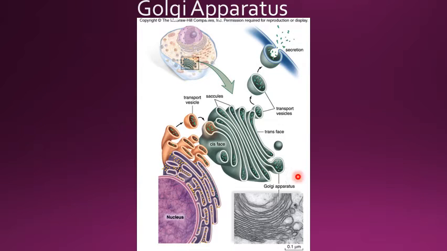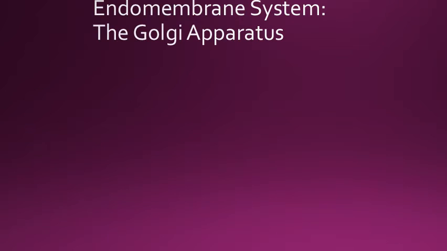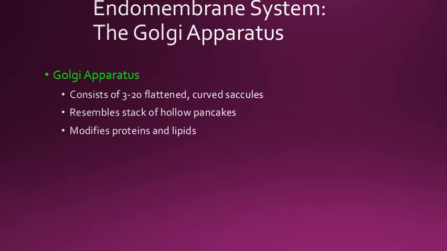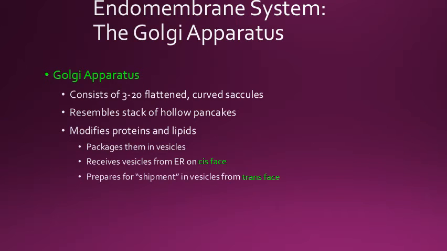The Golgi apparatus, typically near the outside, consists of 3 to 20 flattened curved saccules and resembles stacks of hollow pancakes. It modifies proteins and lipids and packages them into vesicles. It receives vesicles from the ER on its cis face, and it prepares them for shipment in vesicles from the trans face.